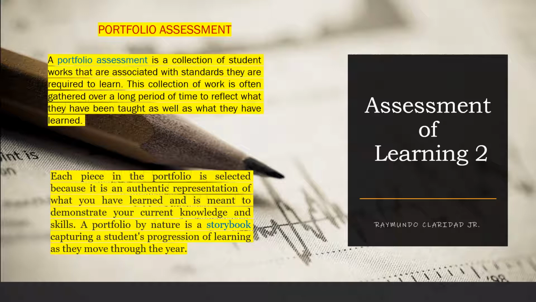A portfolio by nature is a storybook, capturing a student's progression of learning as they move through the year. So a portfolio identifies student strengths. It involves evaluation processes such as student reflection and evaluation, awareness in their own progress and performance in the classroom, and it also facilitates communication of students' achievement to others. It provides opportunity to have a dialogue with their teacher and with classmates and develop skills of the students.